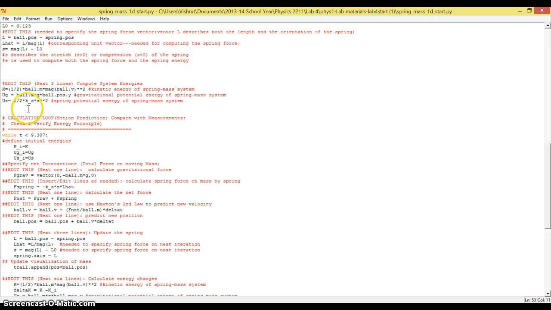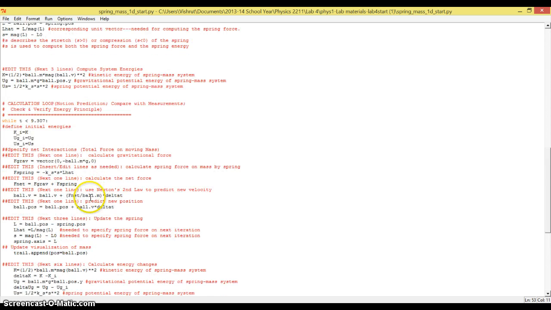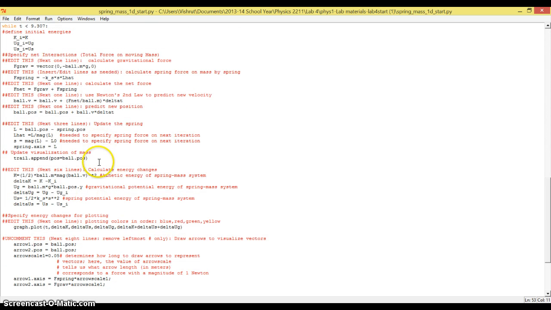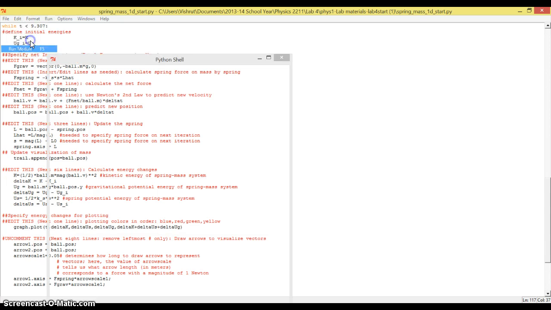We set the time loop equivalent and correlative to the time of the video, 9.307 seconds. We defined the initial energies. Next, we calculated the gravitational force and the net force, and used Newton's second law to update the position as we normally do, and then we updated the spring. Once again, we calculated the energy, and then we plotted it using this formula right here. And here is our final product.